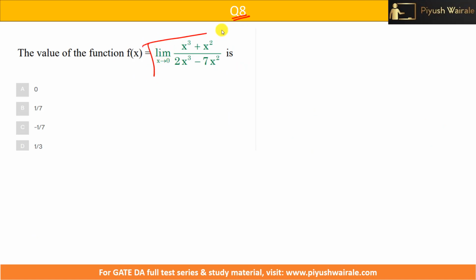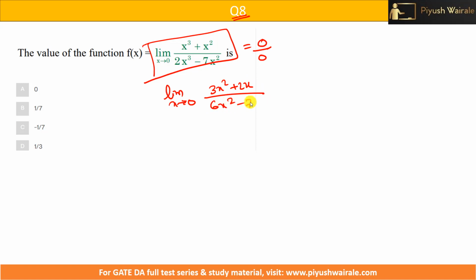Now question number 8. A similar type of question is there. Just put the limit and what are we getting? 0 by 0 form. Again, limit x tends to 0. Take the derivative of numerator and denominator. So 3x square plus 2x, and the derivative of the denominator gives 6x square minus 14x. So again it is 0 by 0 form. Again take the derivative, limit x tends to 0. So 6x plus 2, and here 12x minus 14.